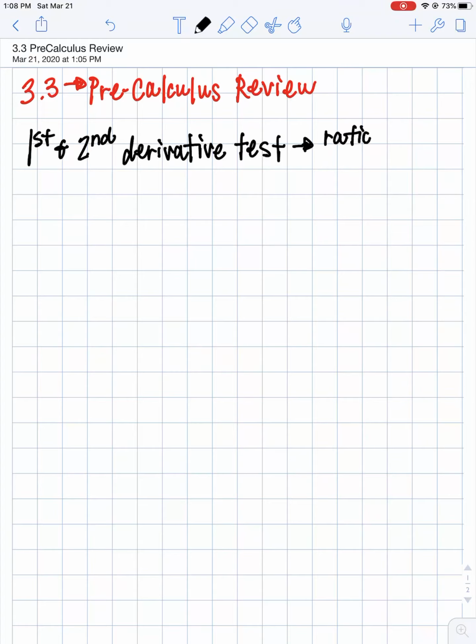So to start off, I'm going to make sure you realize in 3.3, we're using the first and the second derivative test. Okay, so that hasn't gone anywhere. But we're using the first and second derivative test on rational functions, okay? And so that's what makes it more challenging, the rational function part. So that's the whole idea behind 3.3, to use the first and second derivative on rational functions.